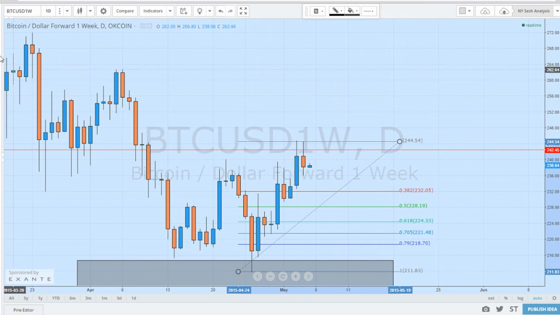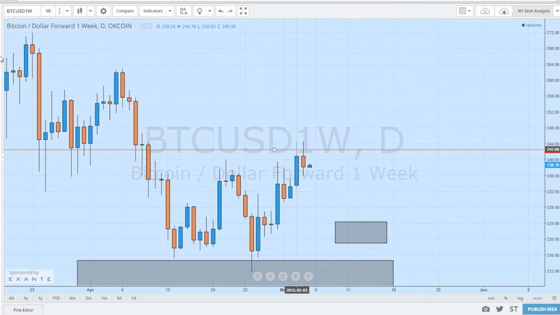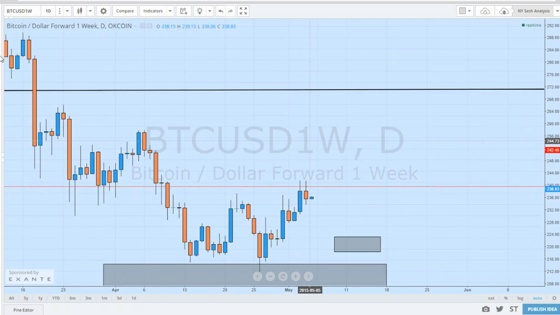And now where's our optimal trade entry? Let's say it's right here in this zone, assuming that it gets down there. It might not even get down there, I don't know. But we do seem to be respecting this key level.